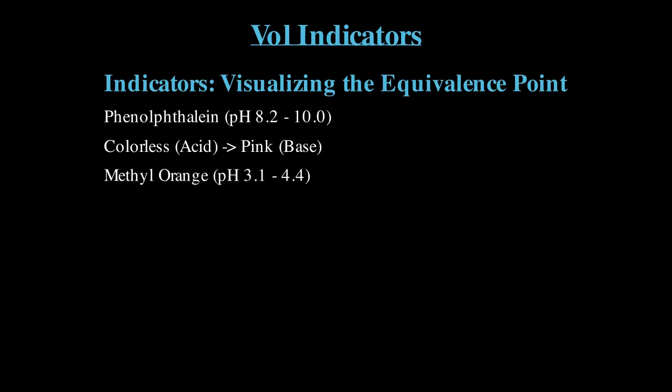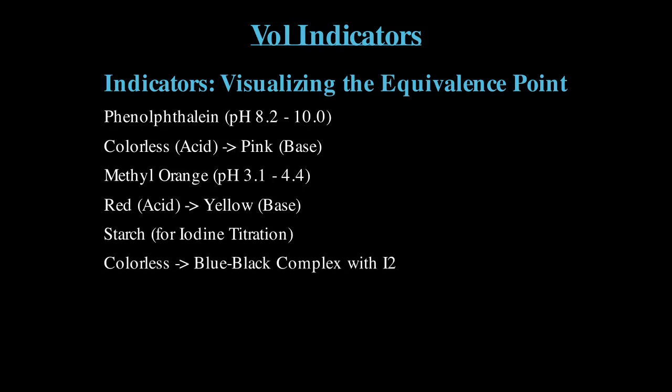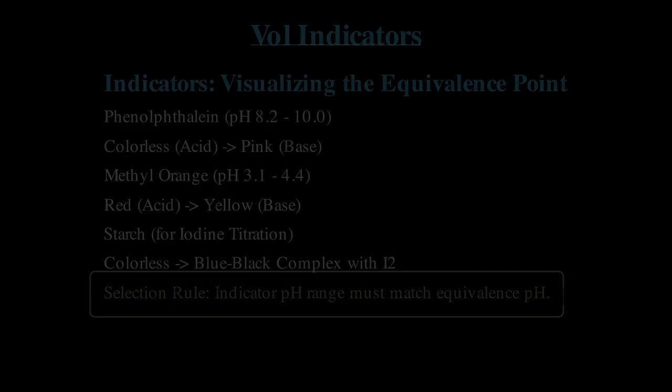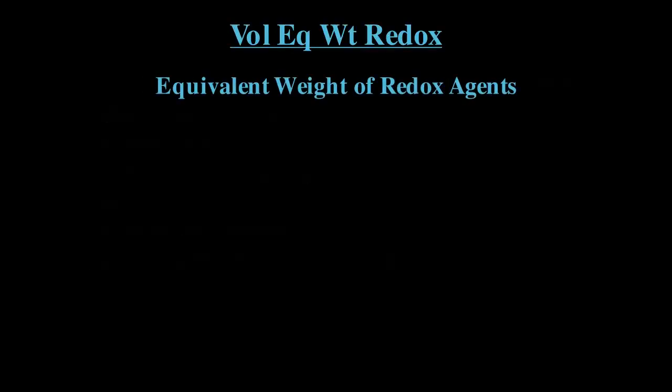Next is methyl orange. It is red below pH 3.1 and turns yellow above pH 4.4, so it's used in strong acid titrations. For iodine titrations, the indicator is starch, which forms an intense blue-black complex. The most important selection rule is this: the indicator's pH range must match the steep pH change around the equivalence point.